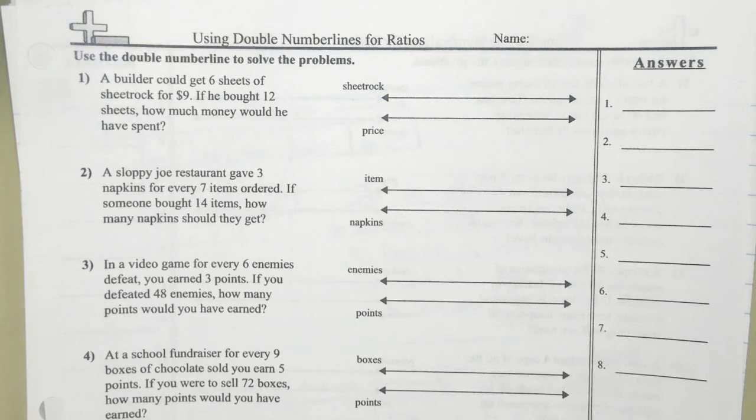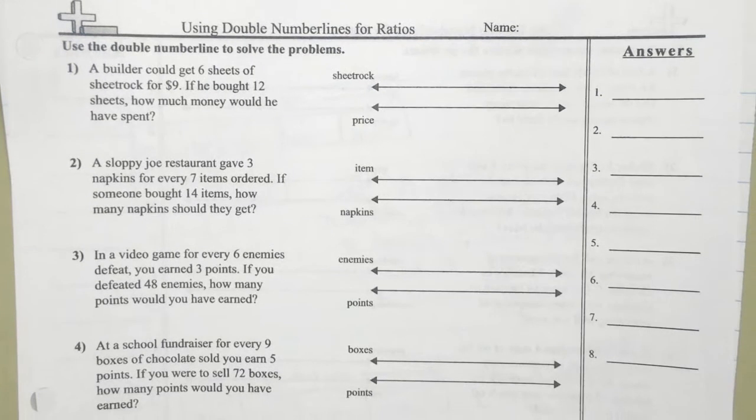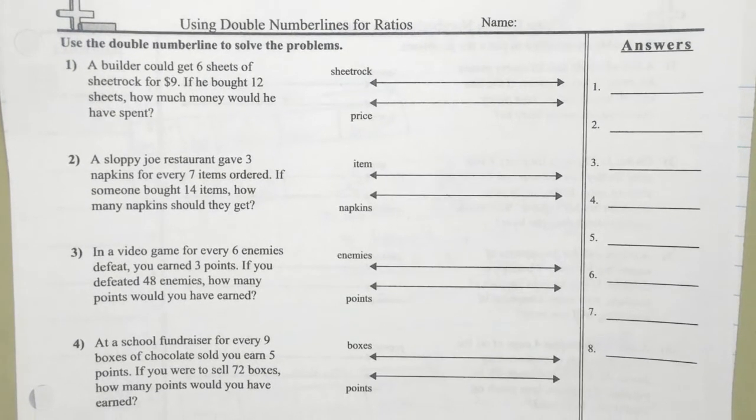The first one here, I'm using this worksheet to show you. It says a builder could get 6 sheets of sheetrock for $9. All sheetrock is like wallboard, guys. It's just like wall. It's the stuff you put on the wall. If he bought 12 sheets, how much money would he have spent?